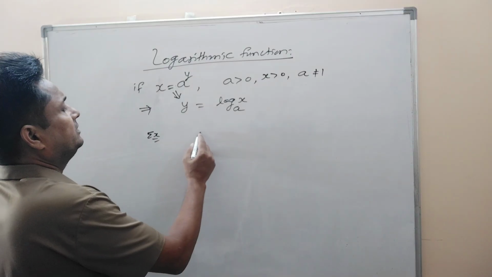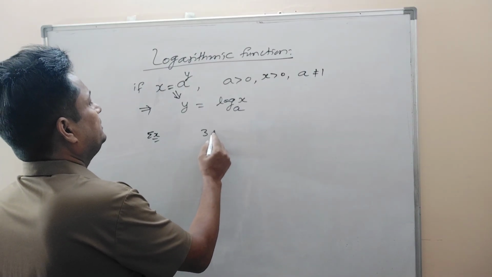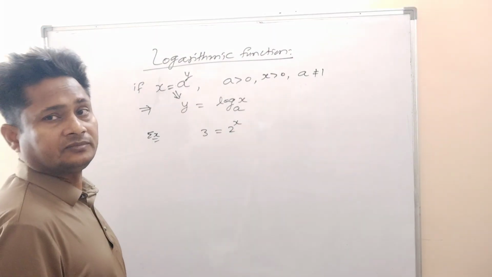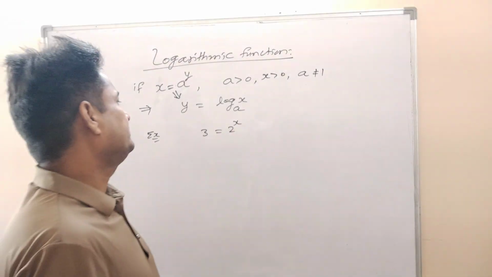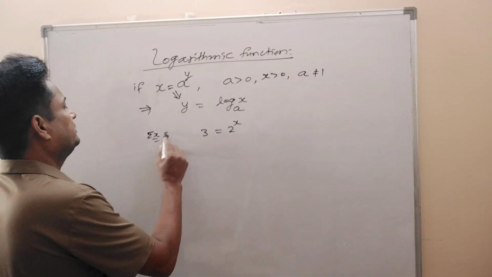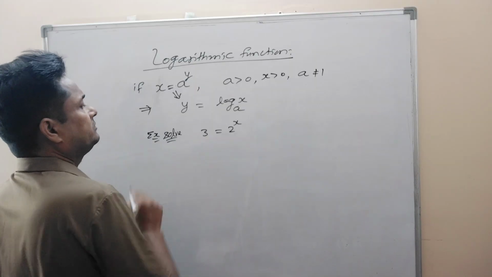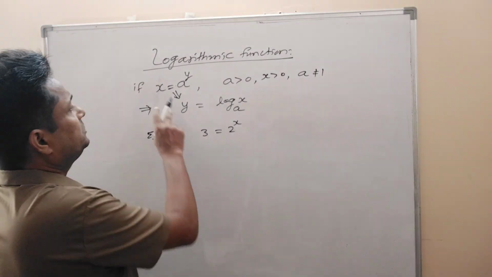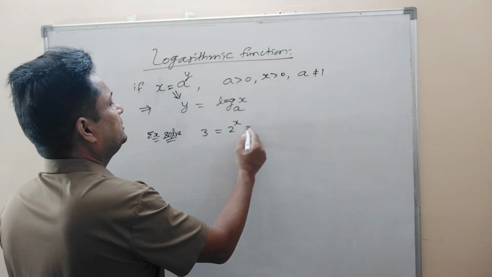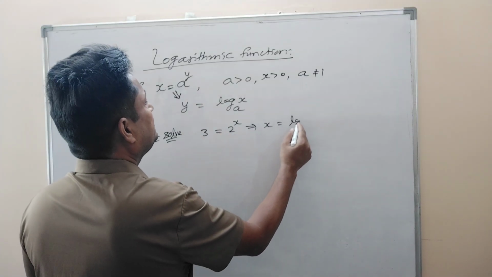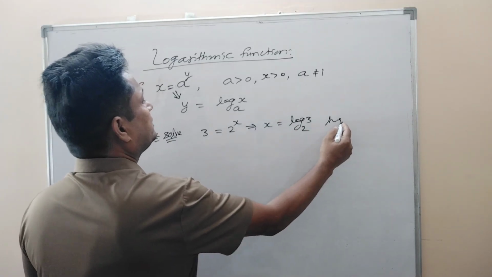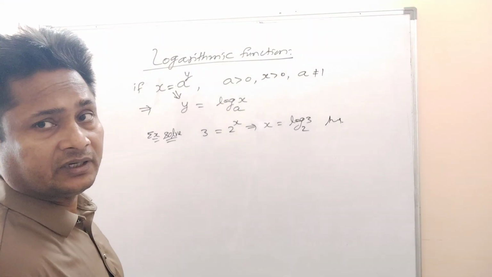For example, if we have 3 is equal to 2 to the power x, solve this one. How will you solve it? Use this property. This equation can be written as x is equal to log of 3 base 2. So this is our answer.